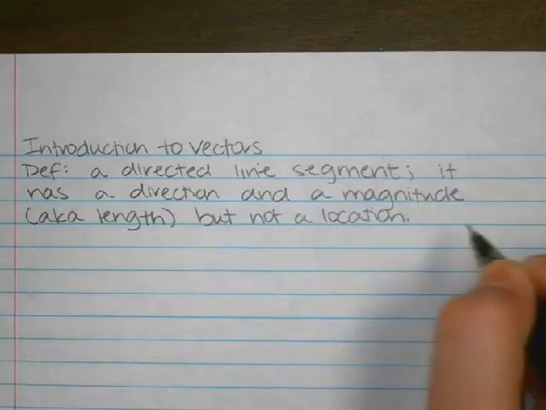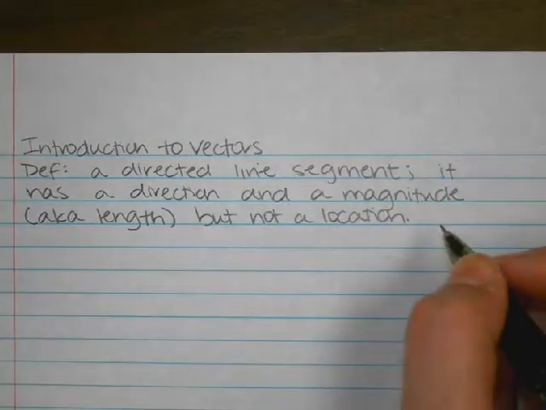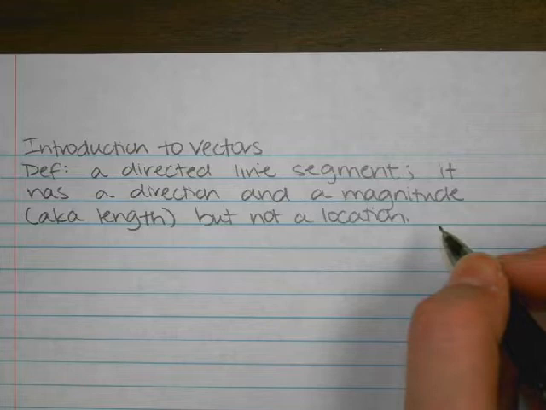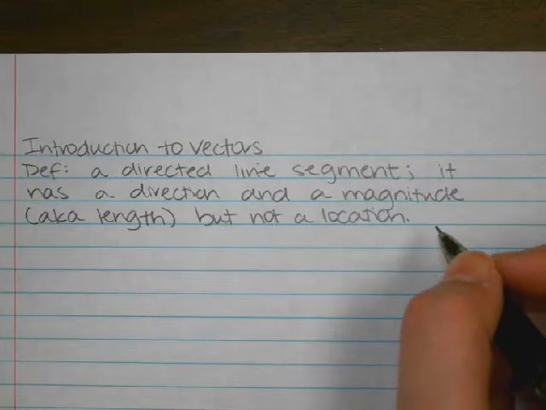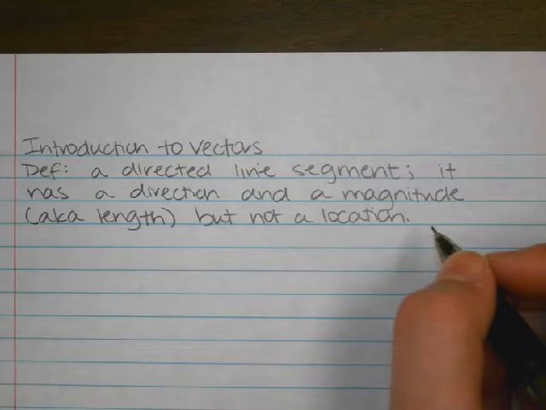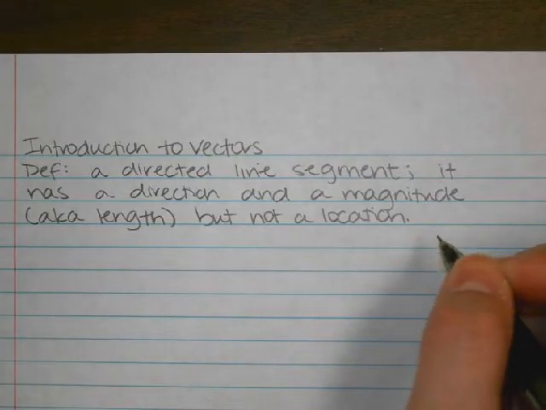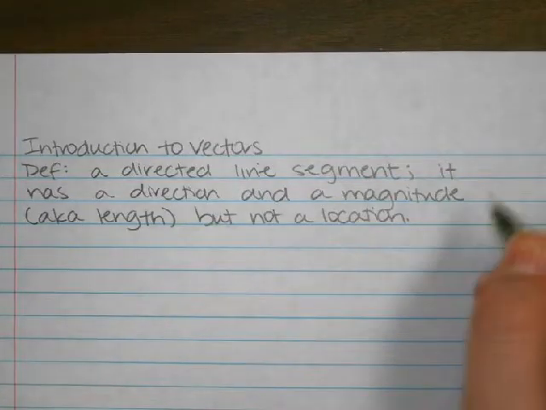That means that we can draw a vector on a coordinate plane, but it doesn't have to be located at a specific spot on the coordinate plane. We're more concerned with the angle that it makes with the positive x-axis and the length of it. Those are the two things that we find to be important.